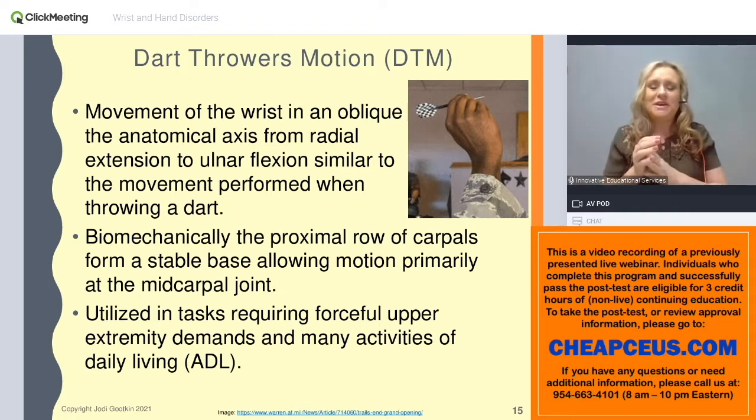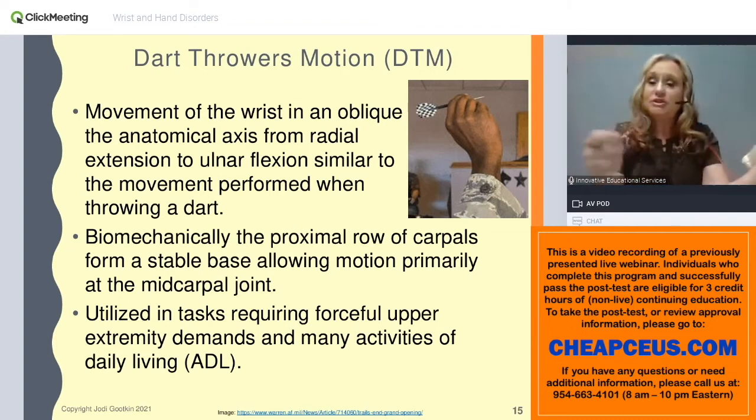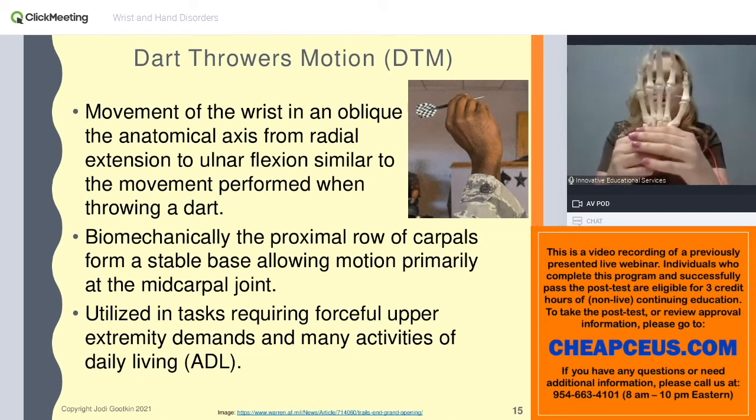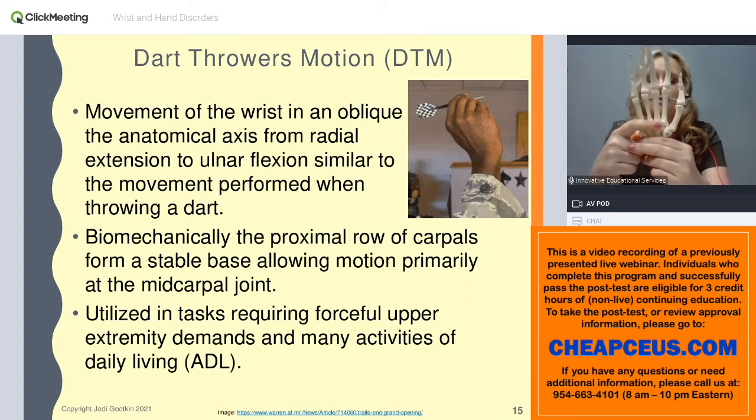That's just my way of thinking of it, because it's about that 30 to 45 degrees off of the sagittal plane, this wrist motion. And what they're finding as they analyze this, that it's utilized frequently in a lot of different functional tasks. And what happens is the proximal row of carpals tend to become stable with the wrist articulation. And then that distal row of carpals at that mid-carpal joint is where the movement is actually occurring.